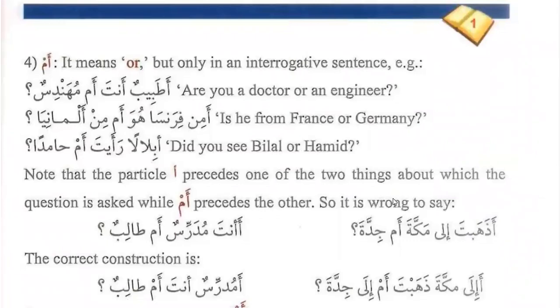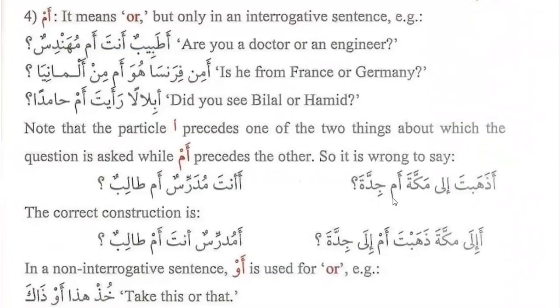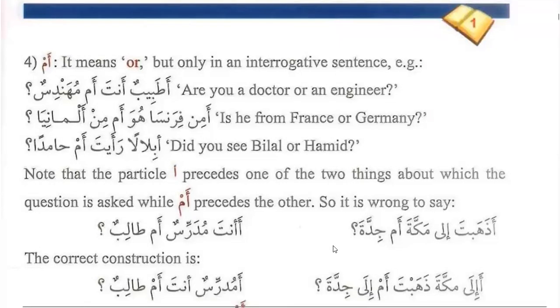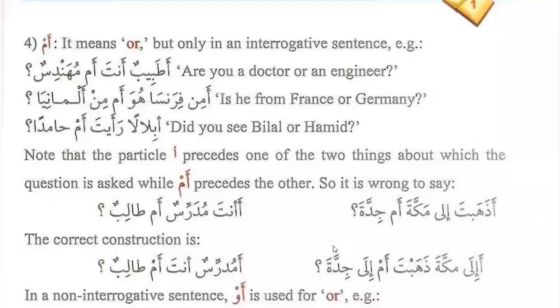Next we have the word a. Miss Rizwana. Yes, sir. It means or, but only in an interrogative sentence. For example, A tabibun anta am muhandisun? Are you a doctor or an engineer? A min Firansa huwa am min Almania? Is he from France or Germany?